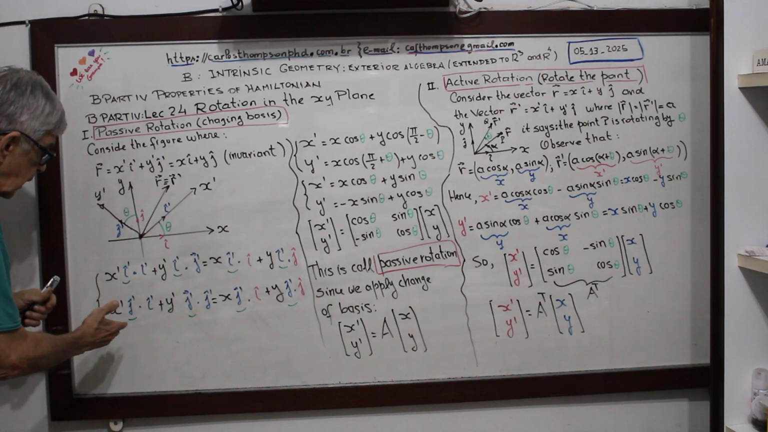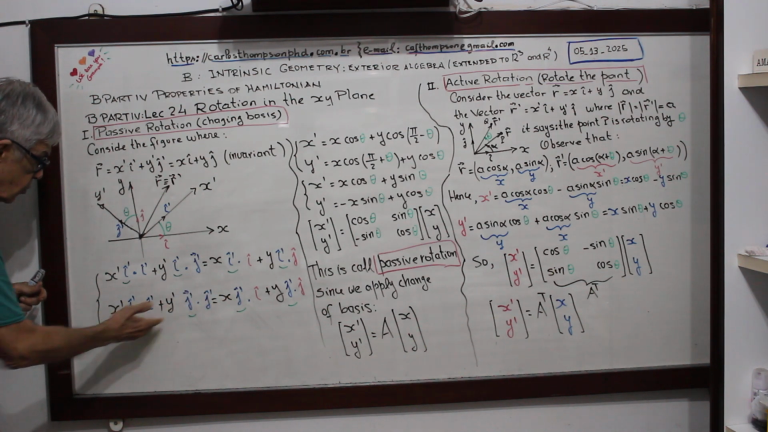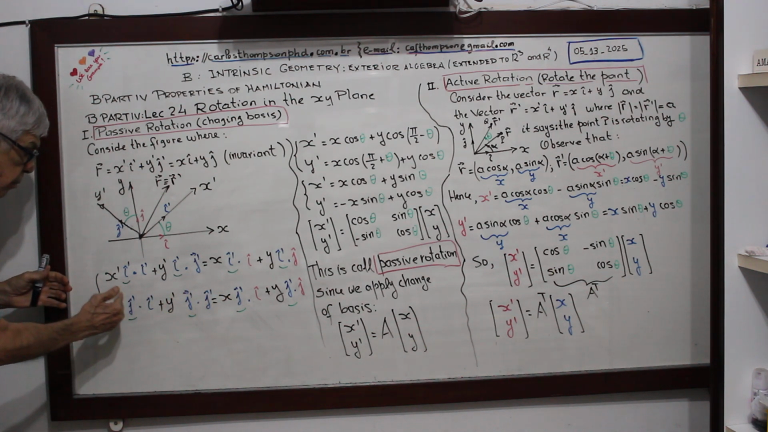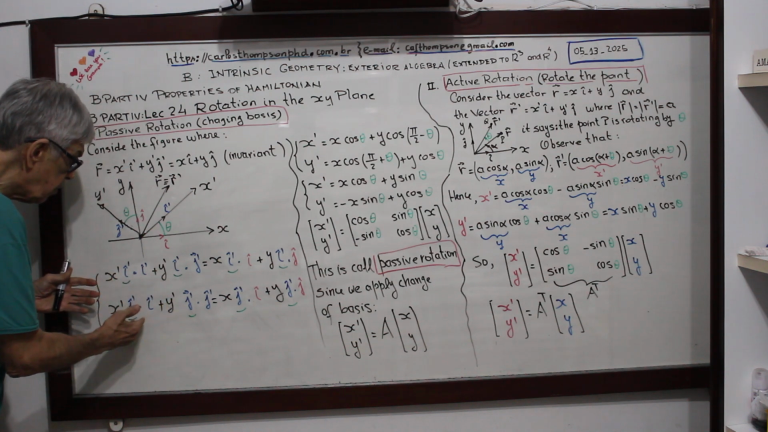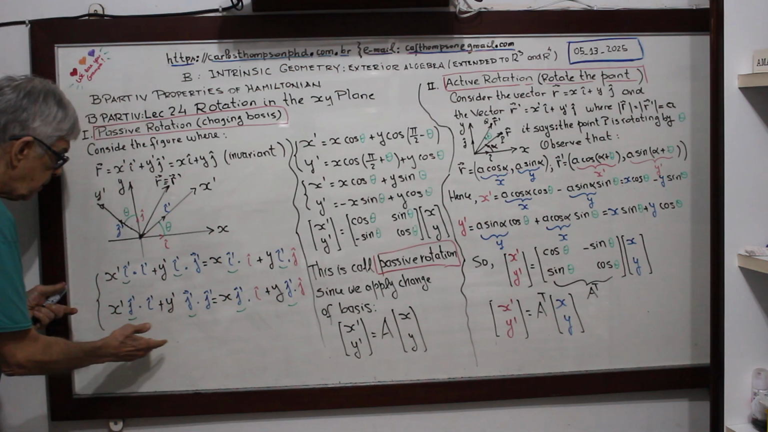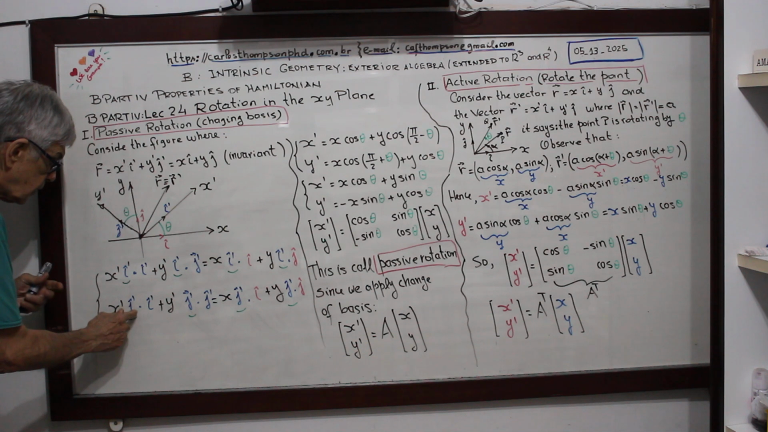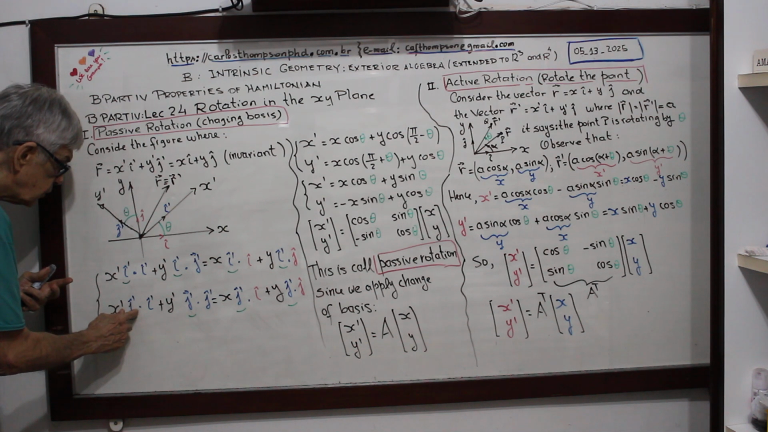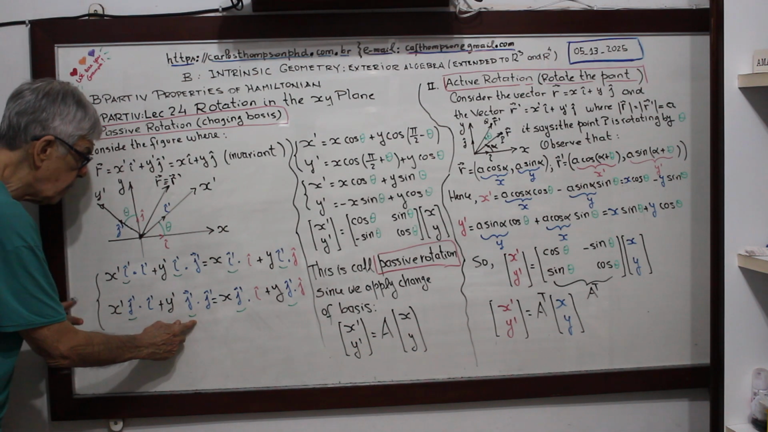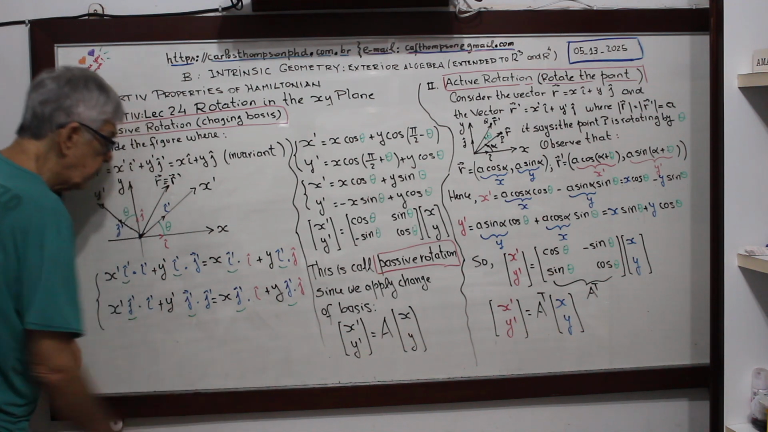Now, likewise, I do the same. I take the dot product on both sides, okay? But here I take the dot product with j prime. See, j prime here, j prime there, j prime and j prime.